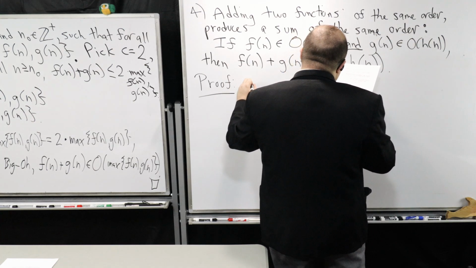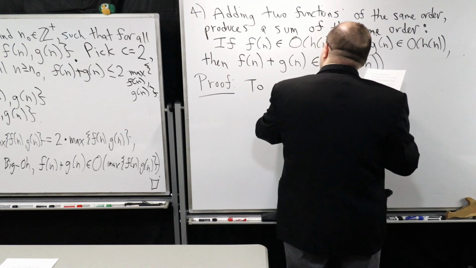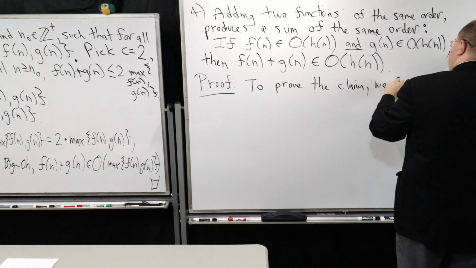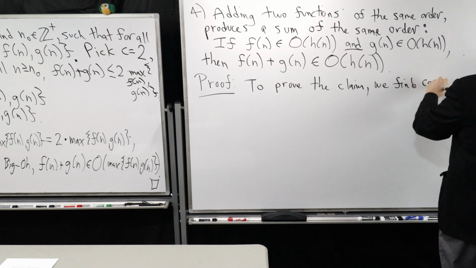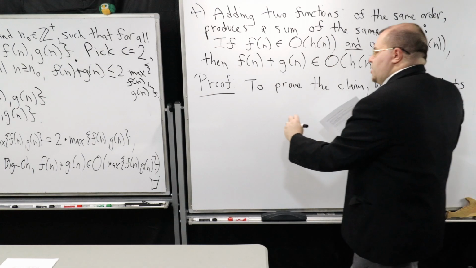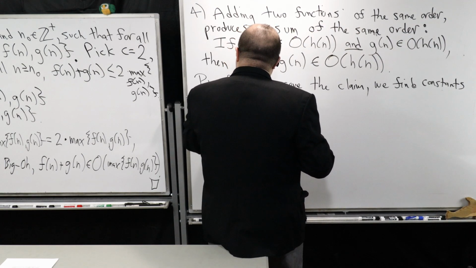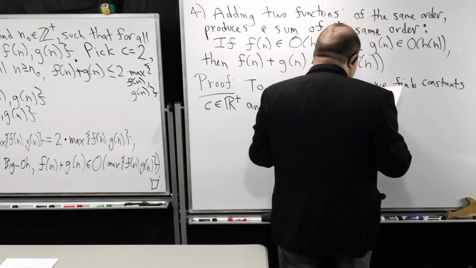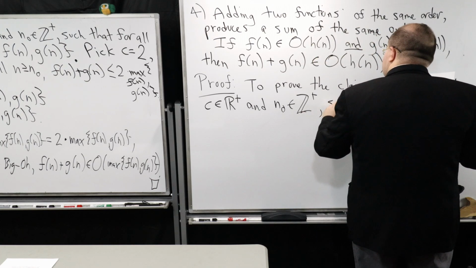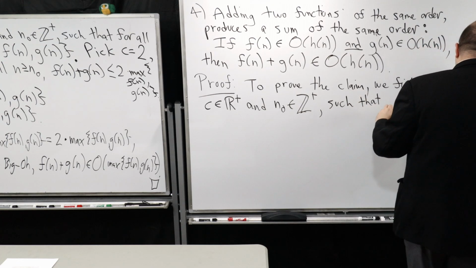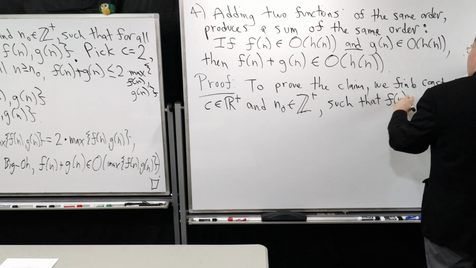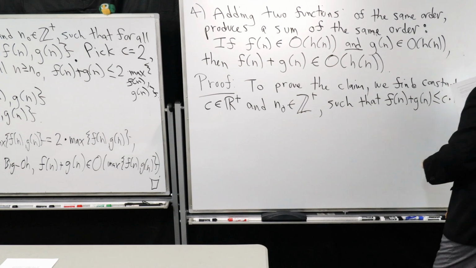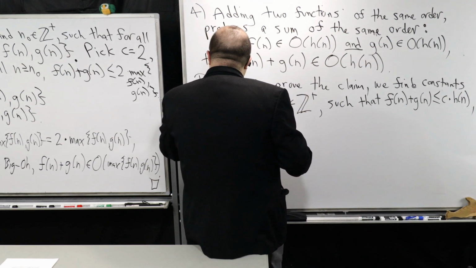So, to prove the claim, we find constants. C, remember C is a positive real number, and n0, which is a positive integer, such that f of n plus g of n is less than or equal to c times h of n for all n greater or equal to n0.